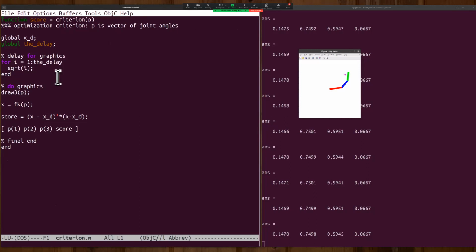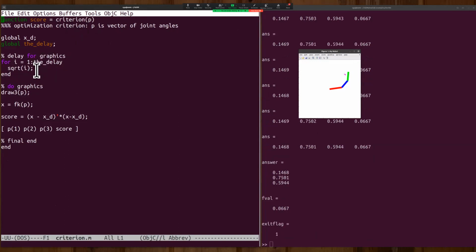What these things are optimizing, I decided to call it a criterion. You could call it a score. This is the delay for the graphics, just does a bunch of square roots. I draw the arm every time we're trying to get a score. I compute where the tip of the arm is using forward kinematics. So let's take a look at that.